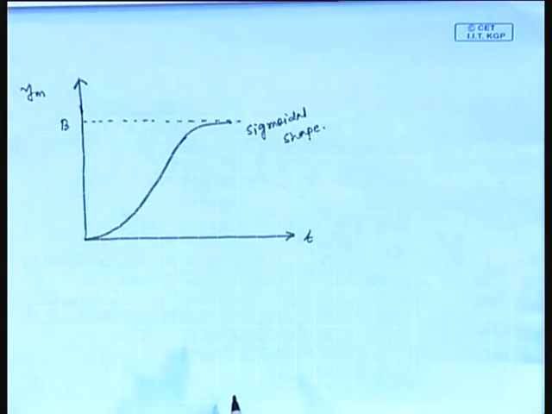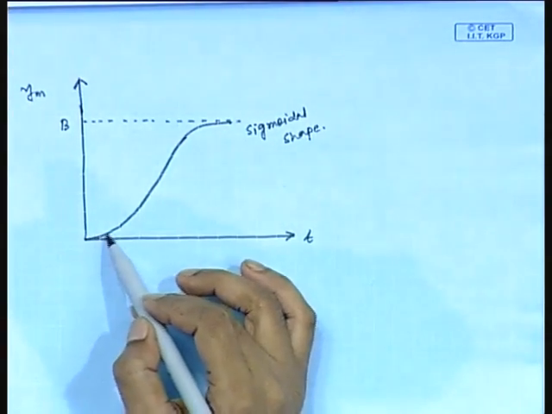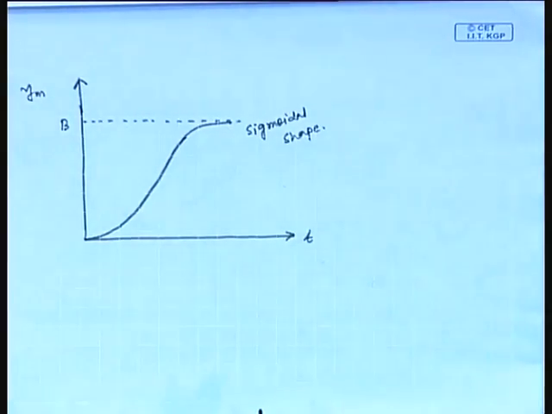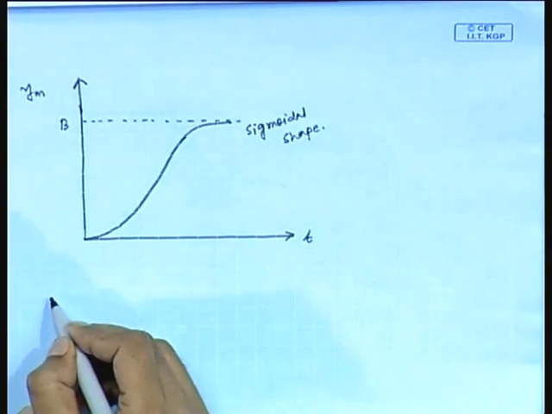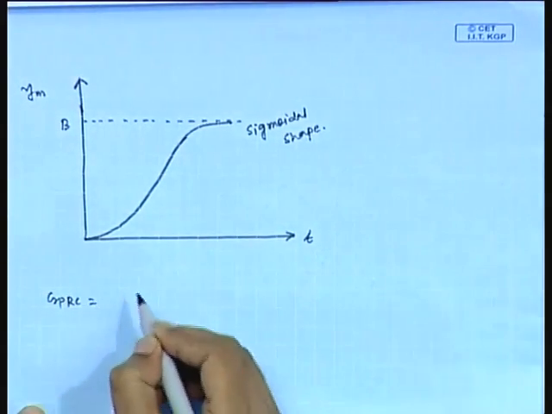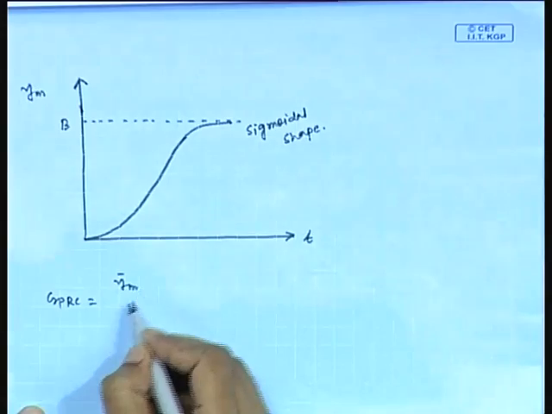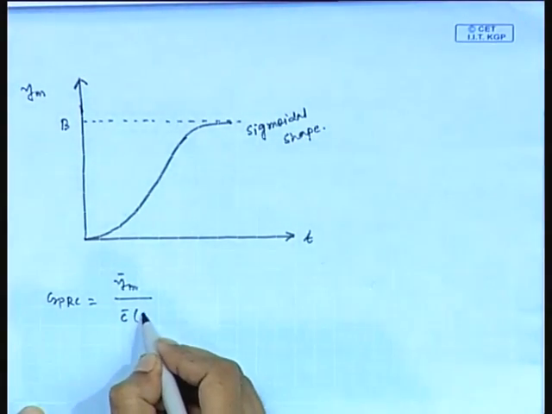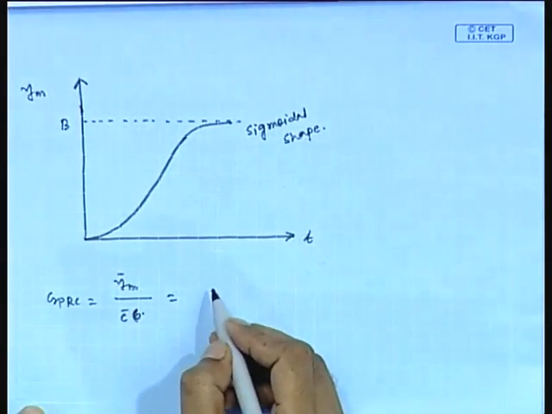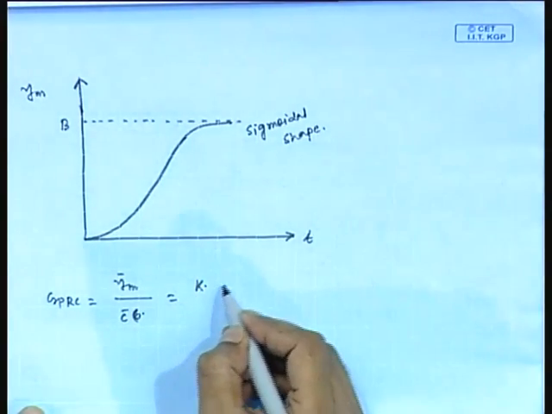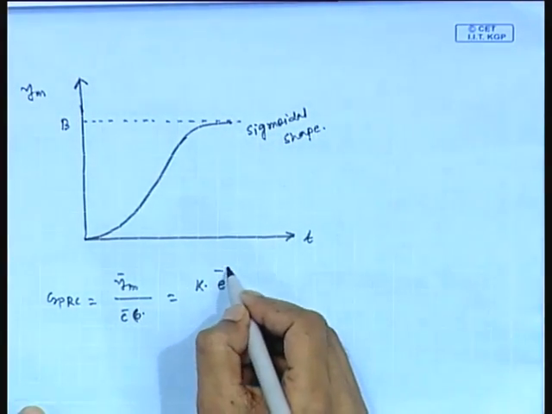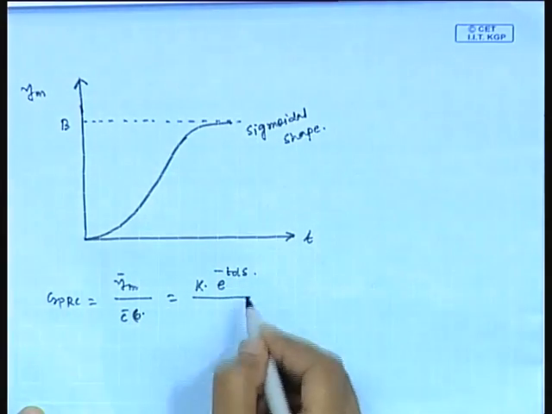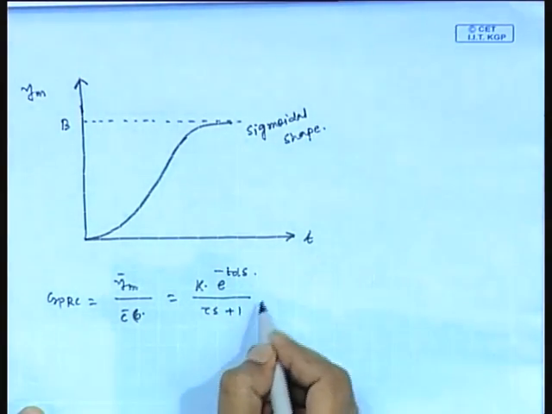Now, this response can be approximated by the first order plus dead time. This is basically the response of a first order plus dead time. Fine. So, we can write the first order plus dead time as K e^(-Td s) divided by (tau s plus 1).